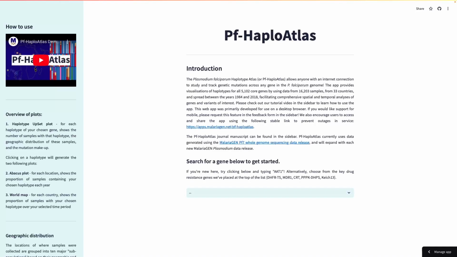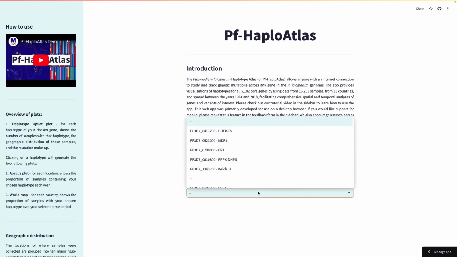Let's start by choosing a gene. You can do this by coming over here and scrolling through the list of genes in the genome and choosing any one that interests you. In this demo, we'll be looking at Kelch13. You may know that mutations in this gene have been associated with resistance to the anti-malarial drug artemisinin, so it will be an interesting gene to look at together.